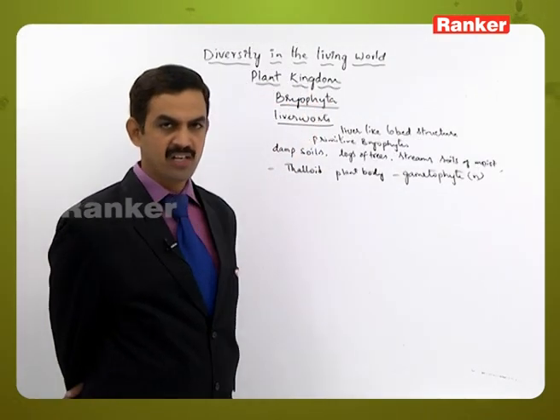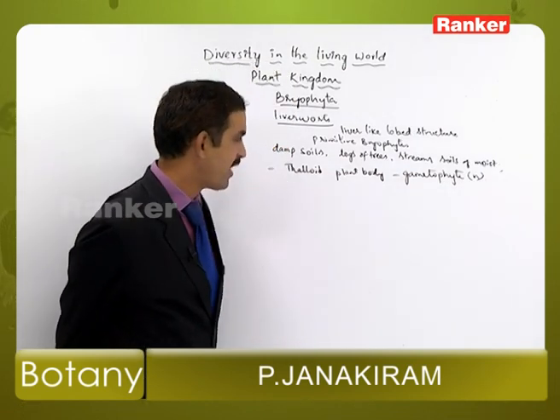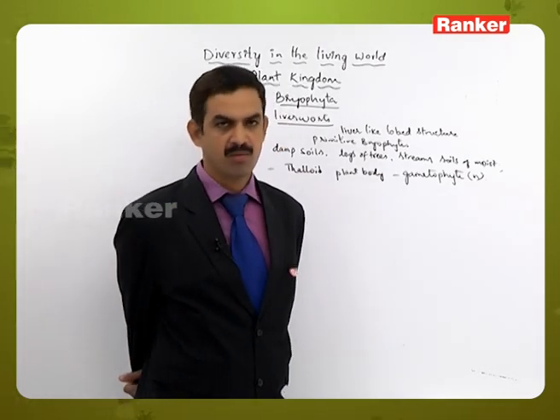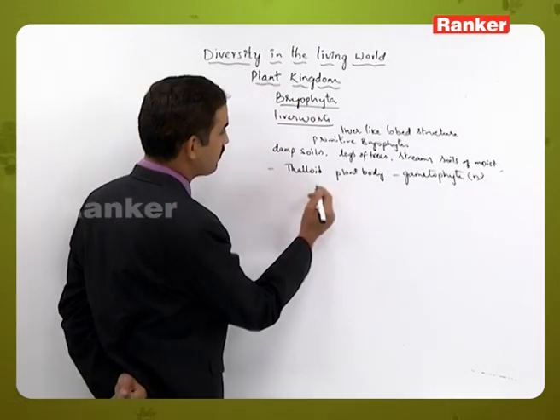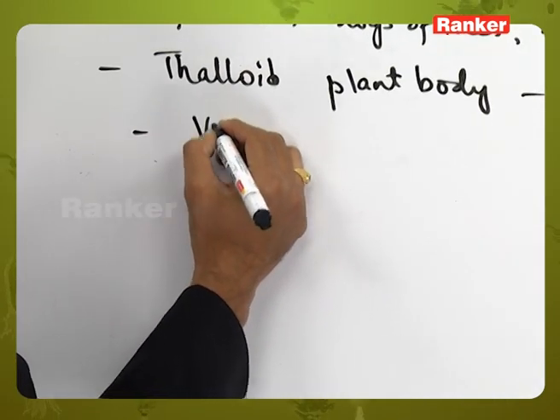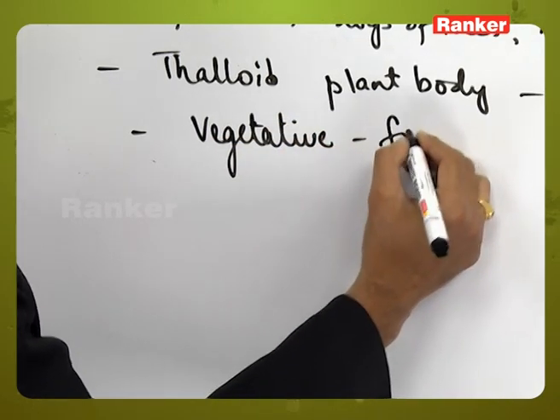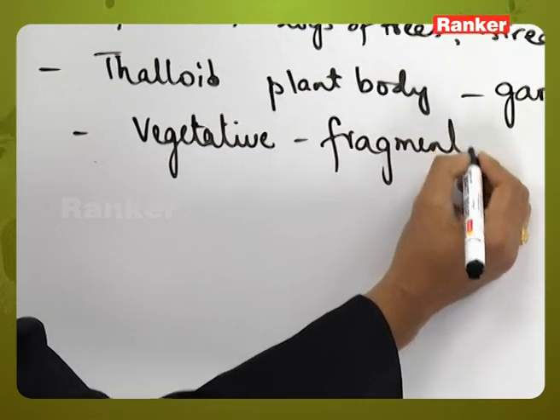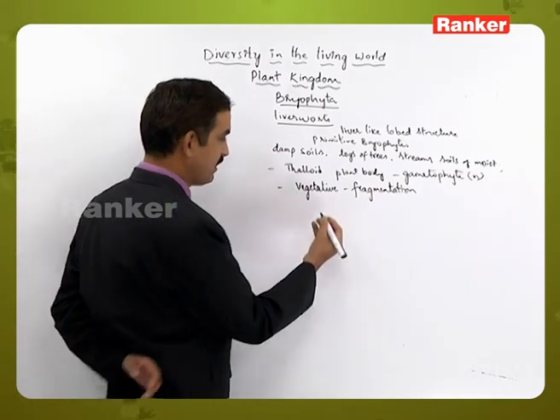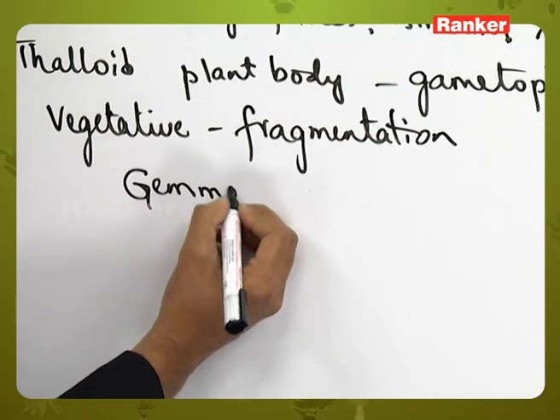And here also the two generations are there, the sporophytic generation and the gametophytic generation, in which the gametophyte is a dominant stage where an undifferentiated plant body is present. And these members participate in reproduction by the vegetative process, that is, by formation of fragmentation. Apart from that, they also reproduce by formation of special structures called gemmae.